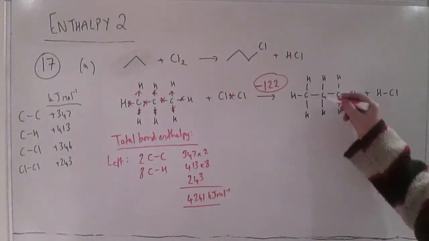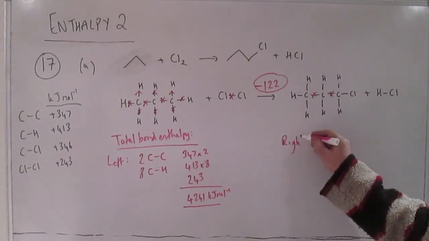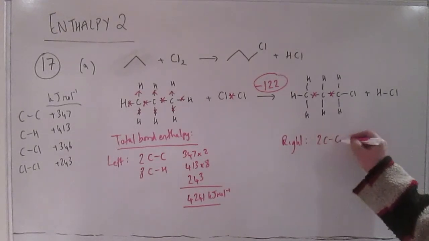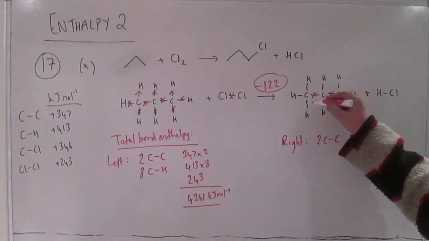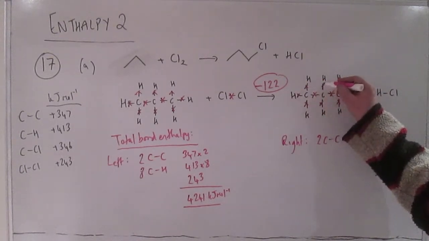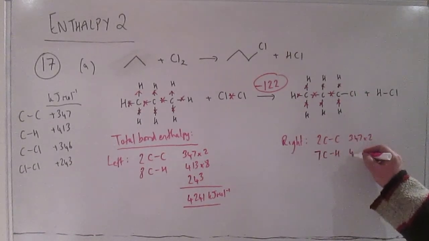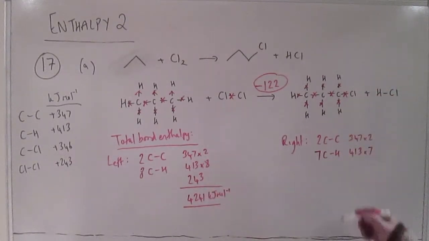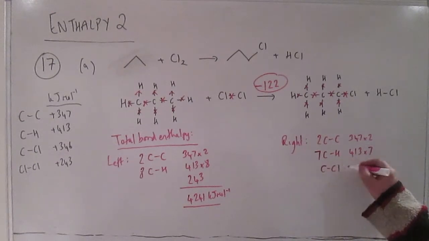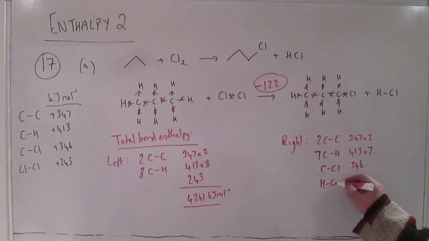Now on this side, this is the right now, we have again 2 CCs, so that's 347 times 2. We have this time just 7 CHs. There they are, all 7 of those taken account of. So 7 CHs is 413 times 7. And we have a CCl, which is 346 kilojoules per mole. And we have the HCl, and that's the one we're trying to find.